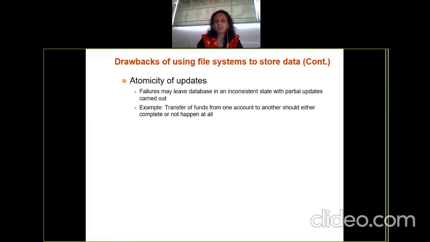Now, drawbacks of using the file system. Next, atomicity. Now, atomicity means what? Again, it is one of the important concepts. As we are using a computer system which may fail, or is subject to failure, once it fails, it may lead to data inconsistency. So to avoid this, whatever the information before the execution of the transaction, the same information should be there after the execution.